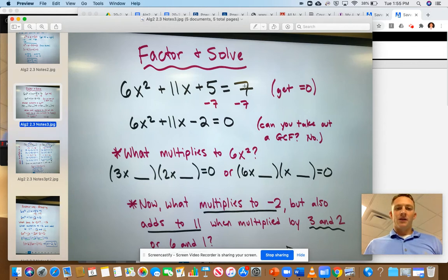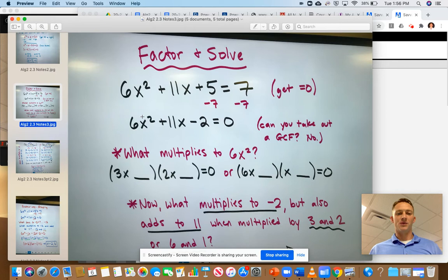All right, so again, in this problem we don't have 0 on the right, so let's move that over and get 0 on the right. So 5 minus 7 is negative 2. Is there anything that we could factor out of 6, 11, and 2? No, not really, right? So now we need to find what multiplies to the outside.